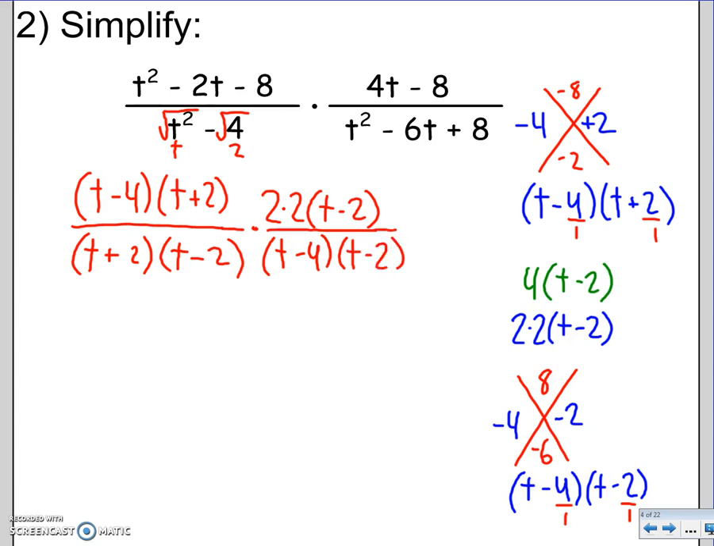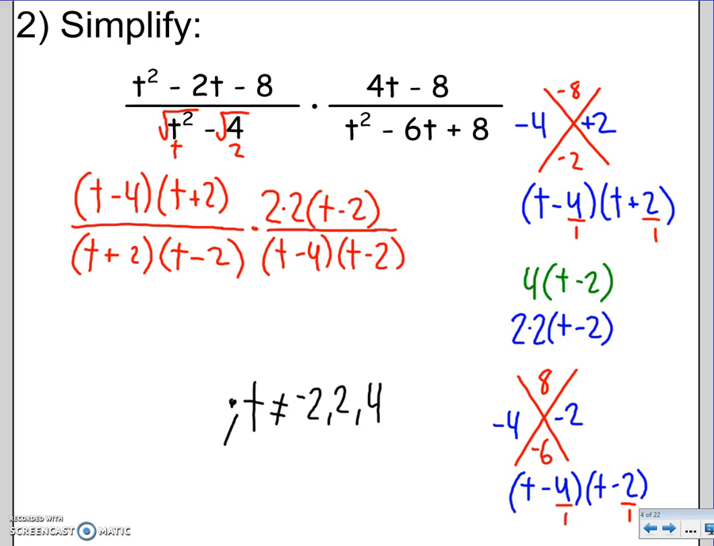Alright, so step 1, factor everything, done. Step 2, restrictions. Like the bottom only, I'm going to go in order. Change sign and divide. So -2, positive 2, positive 4, and positive 2, but that last one's a repeat, so I don't have to write it.